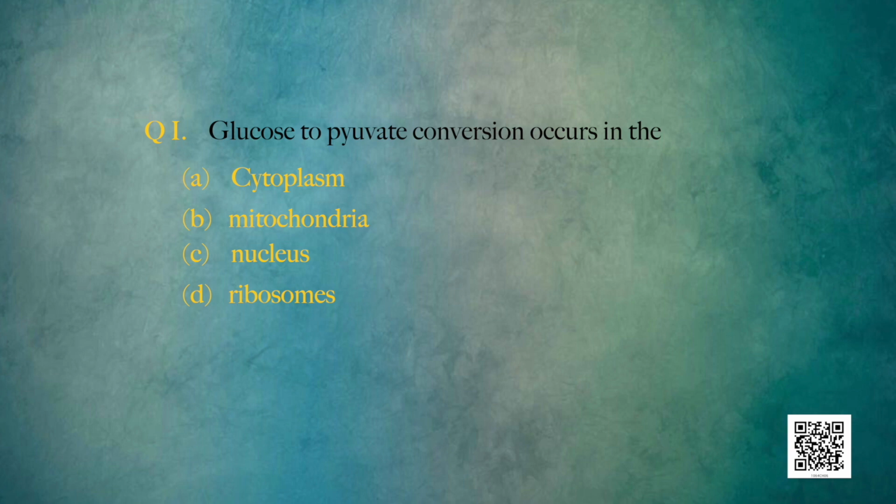Okay, students. Just do remember that this concept is very important to understand the second life process, that is respiration. So, let's have a very quick quiz time. Students, you just have 5 seconds to answer these questions. The first question is, glucose to pyruvate conversion occurs in: cytoplasm, mitochondria, nucleus, or ribosomes? And your time is up. The answer to this question is, it occurs in the cytoplasm.